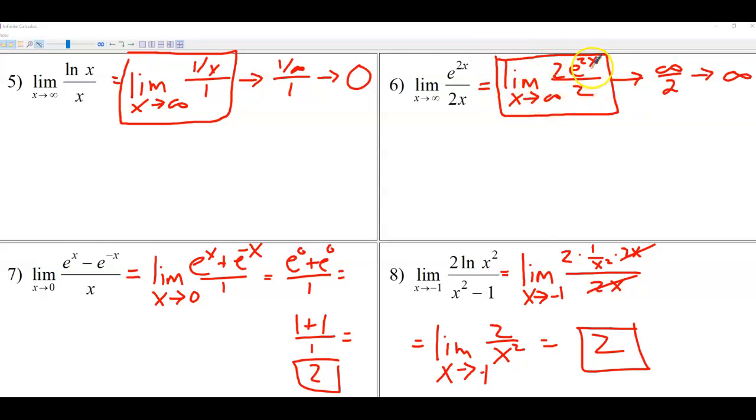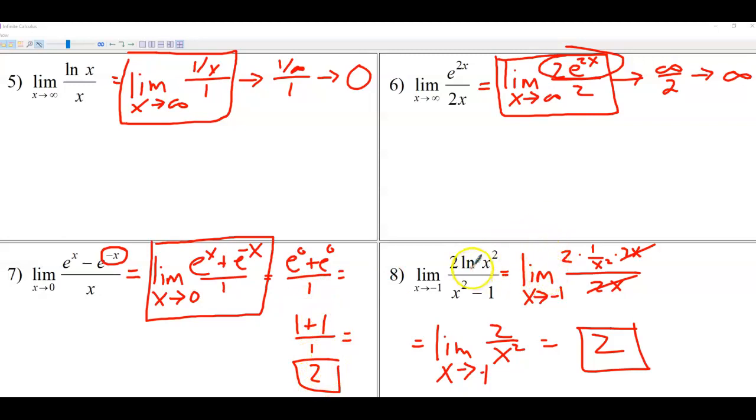For number 6 over here, applying L'Hopital's rule, we end up with this as our derivative expression. Direct substitution ends up making infinity on the top, and 2 just stays on the bottom as is. And so we're left with infinity over 2 is just infinity. Number 7, doing L'Hopital's rule, the derivative causes the minus e to the negative x to become plus e to the negative x, because when you take the derivative of this, it puts another negative in the front, which makes it become positive. And the derivative of the bottom is 1. Direct substitution gives me e to the 0 plus e to the 0 over 1, which is 1 plus 1 over 1, which is 2.